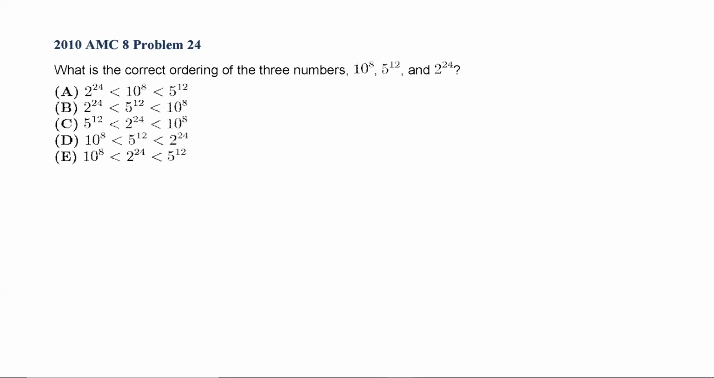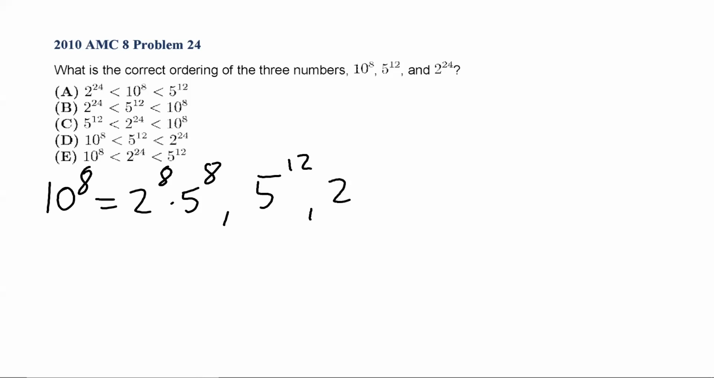Okay, so the first thing you have to do is simplify the numbers they give you. For example, 10 to the 8 is equal to 2 to the 8 times 5 to the 8, because 2 times 5 is 10. And they're asking you to compare this number with 5 to the 12 and 2 to the 24.